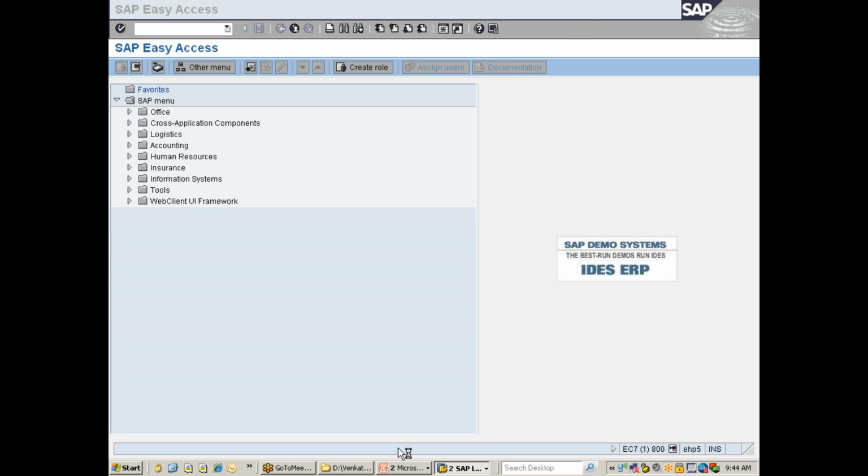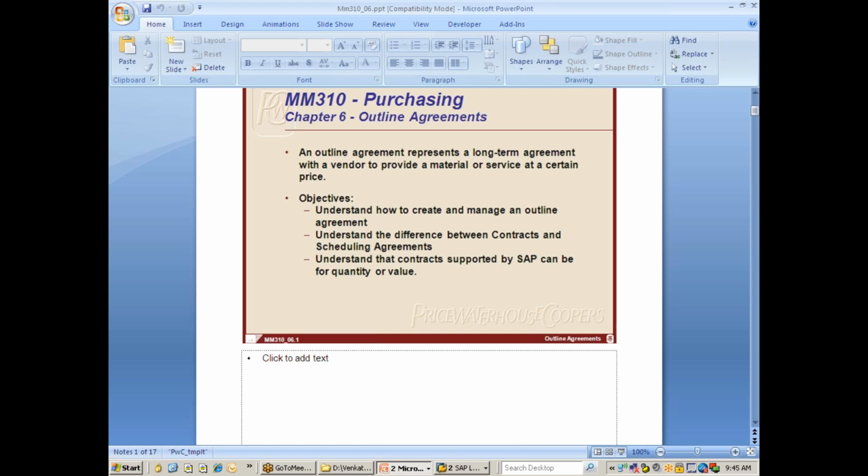And then we will go ahead with outline agreements. So let's try to understand what is an outline agreement, what are the types of outline agreements, and how we use outline agreements for the purpose of procuring materials.